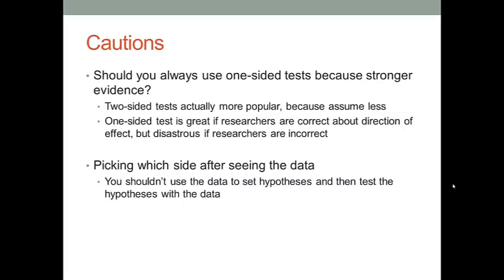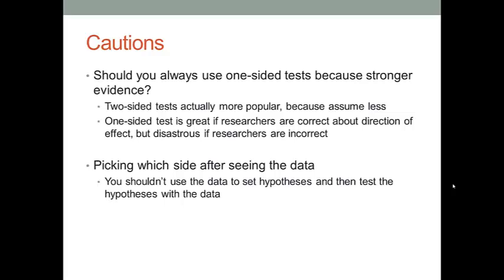But of course, if they're wrong, it's disastrous because, for example, if the researchers thought that the Competent Face method would do better, when in fact it does worse, your alternative hypothesis only looking for better than won't allow you to find that it might actually be an effect in the opposite direction.